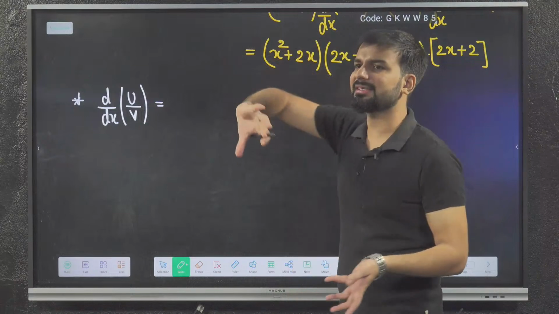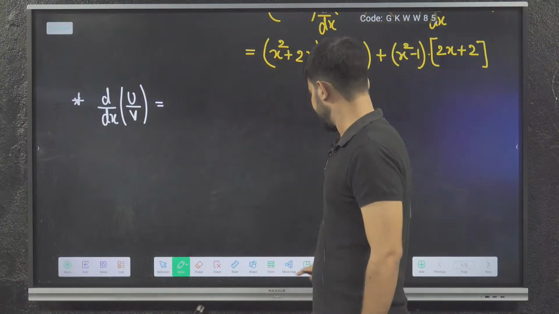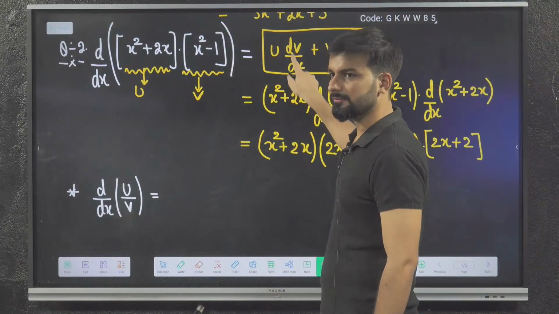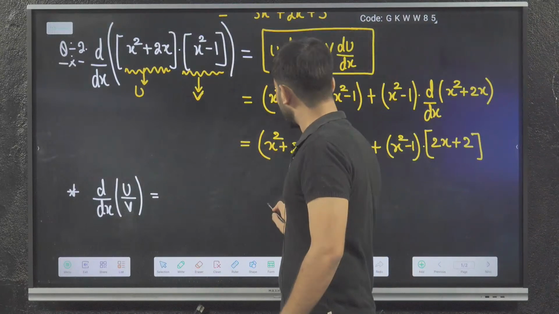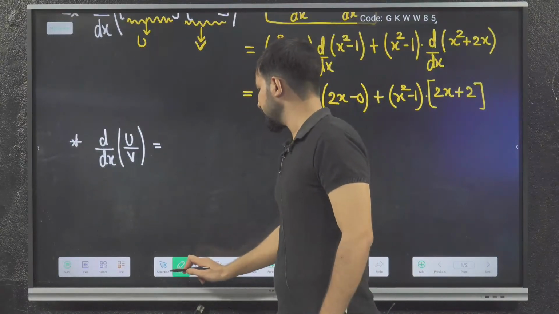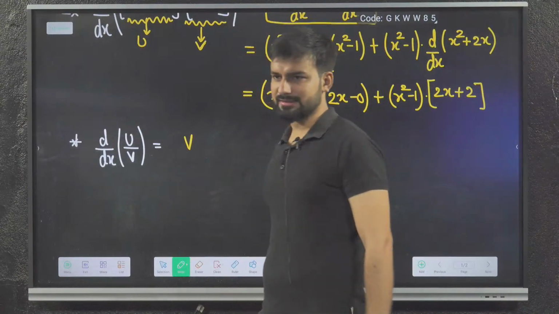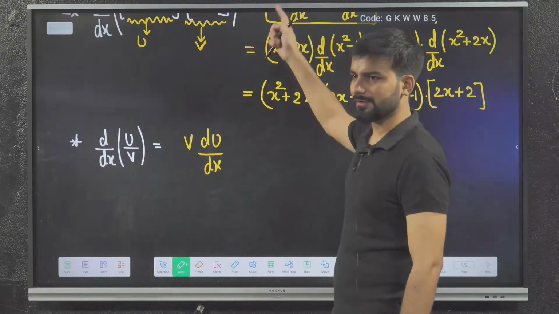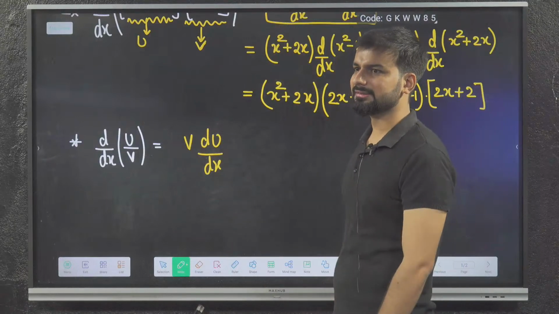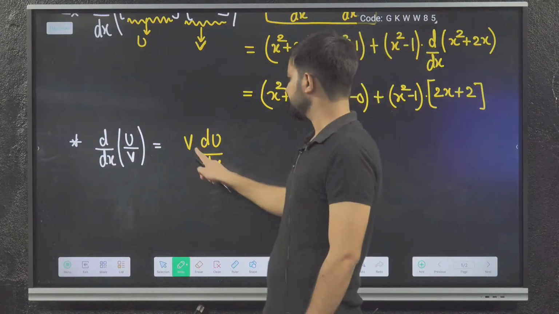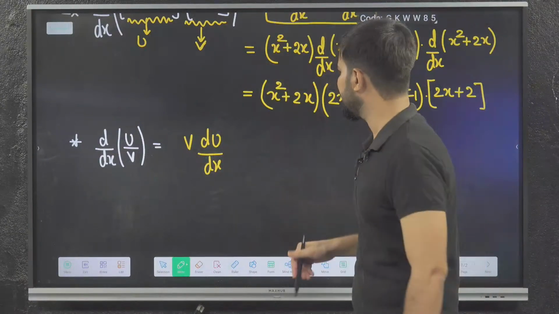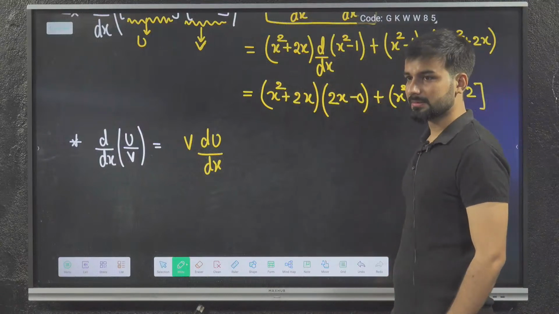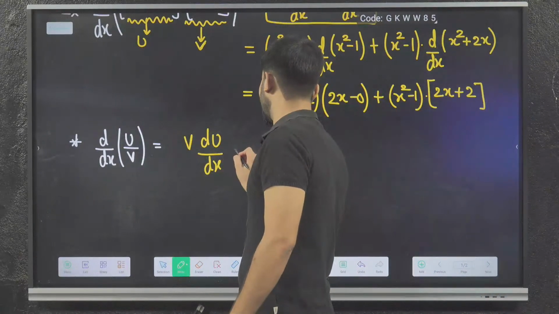Multiplication and division are a little bit reverse to each other. If you notice the multiplication formula, it was u dv by dx, first function as it is, but here it is the reverse of it. So the reverse will be second function as it is into differentiation of first function. There it was first function, here it is reverse. Above, what was the sign? Plus. So again reverse, it will be a negative sign here.